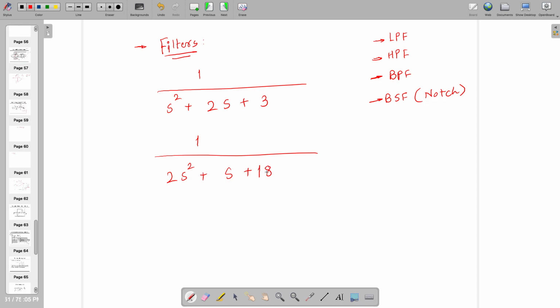What is the difference between these two? Can you see some difference between these two transfer functions? Mahima, can you see? What is the difference between these two transfer functions? Yeah, Aishwarya, what do you think about these two transfer functions? So we have two transfer functions.